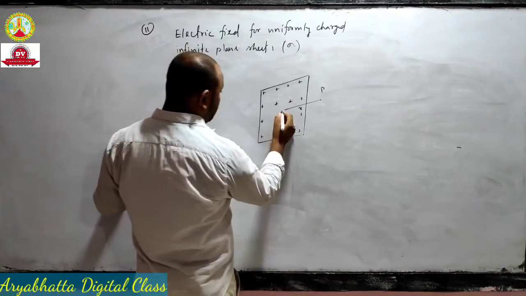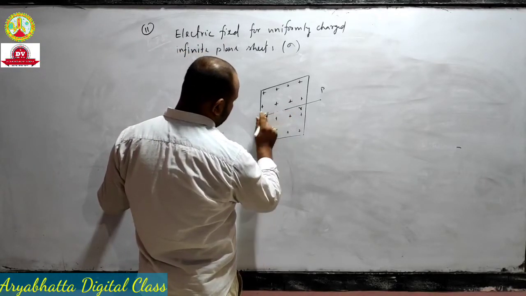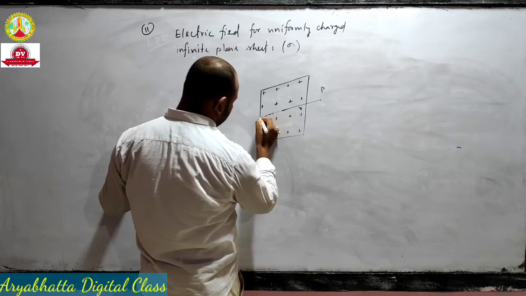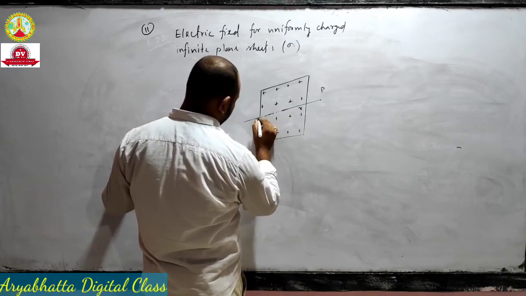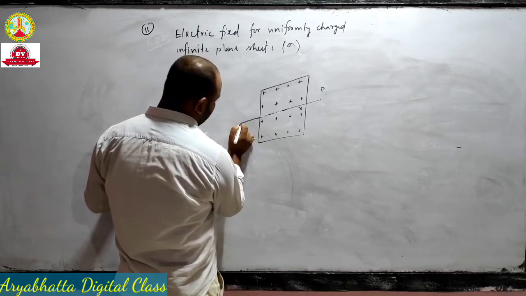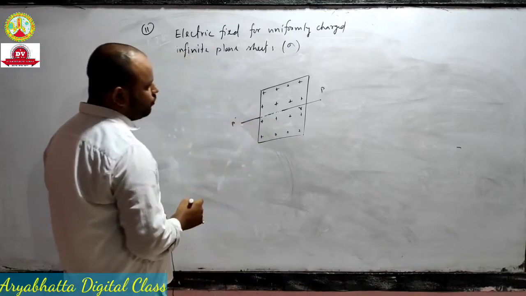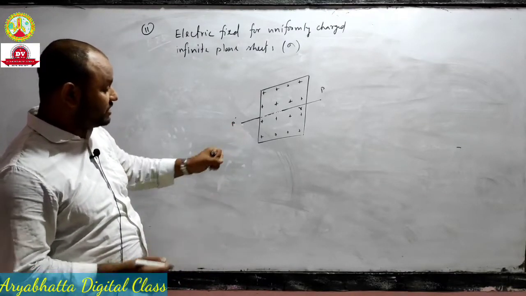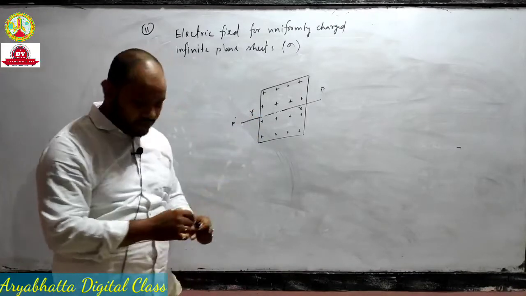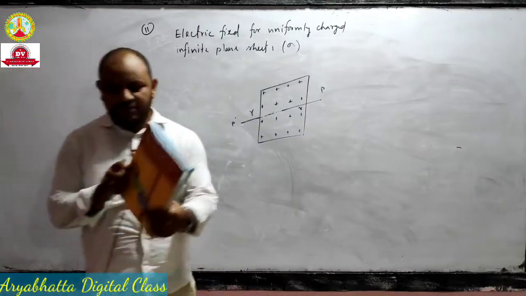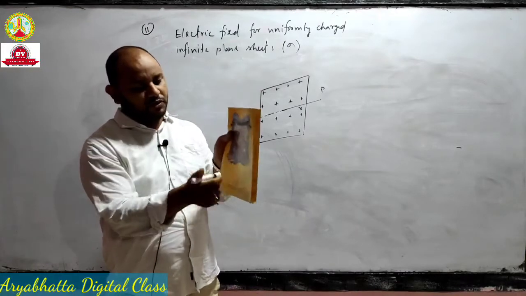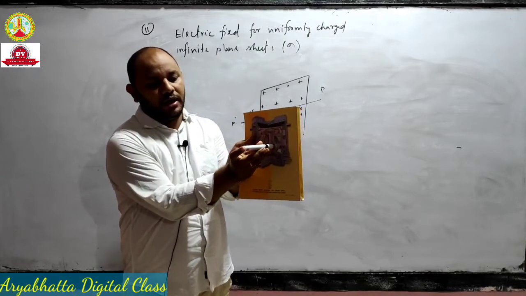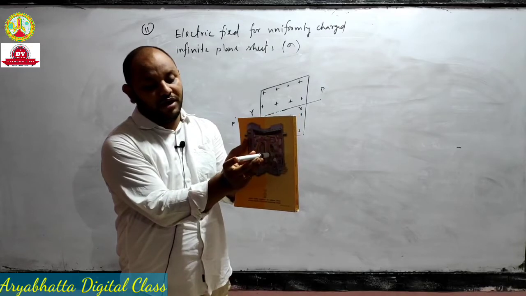On the left side also, at the same distance, we have considered another point P dash. The point P dash is also at the same distance r. Suppose this is the plane sheet, and at a distance r, P is any point. At this point we are going to calculate the value of the electric field.